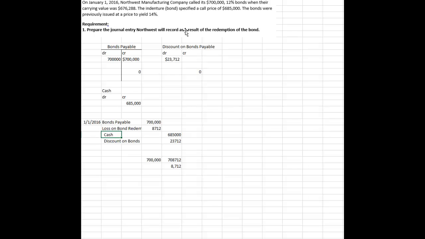The fact that the bond was previously issued to yield 14% is irrelevant if they give us the carrying value. We had to determine whether it had a discount or a premium, and then logically work our way through the accounts and figure out what the ending balances should be, and then make them so with the journal entry.